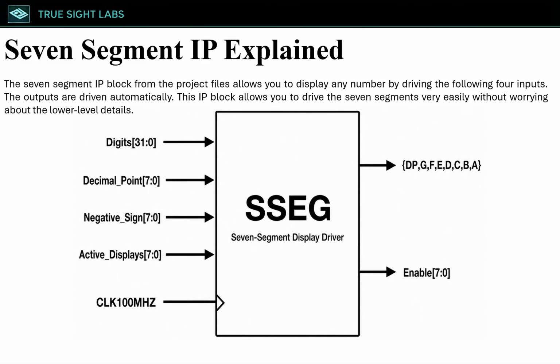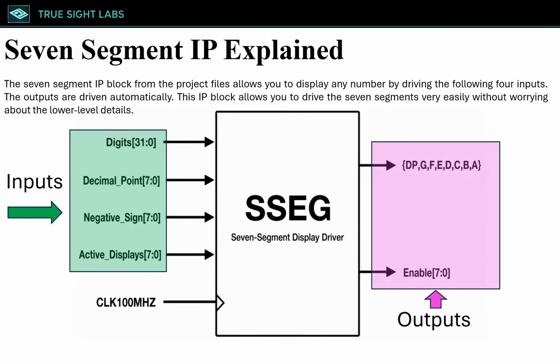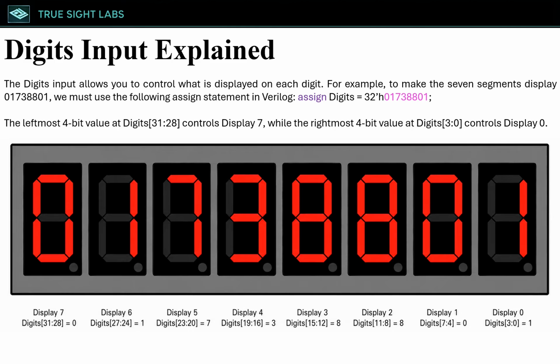The 7-segment IP block from the project files allows you to display any number by driving the following 4 inputs. The outputs are driven automatically. This IP block allows you to drive the 7 segments very easily without having to worry about the lower level details. The digits input allows you to control what is displayed on each digit. For example, to make the 7 segments display 0, 1, 7, 3, 8, 8, 0, 1, we must use the following assign statement in Verilog.